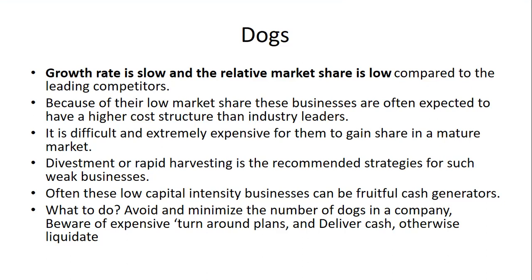Disinvestment or rapid harvesting is one of the strategies for such weak businesses. Often these low capital intensity businesses can be fruitful cash generators. So what to do in such situations? It's better to avoid and minimize the number of dogs in the company. One should be aware of expensive turnaround plans, and otherwise it's better to liquidate. These are the situations which the organization falls into, so you cannot definitely stop them. The only thing you can take is a precautionary step, or take the right decision.